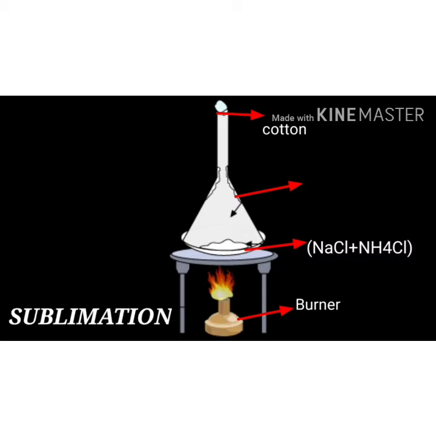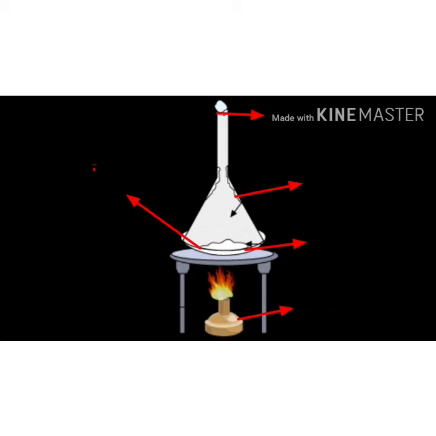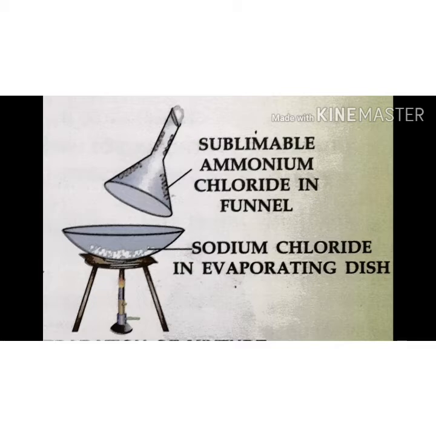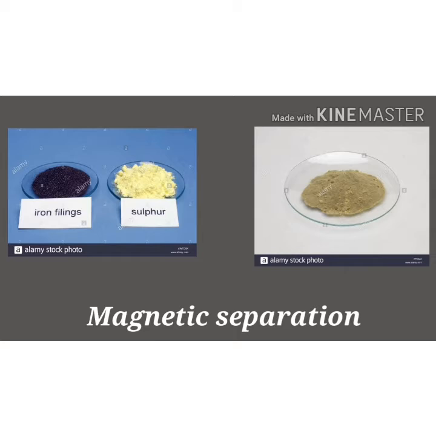As we provide heat to the mixture, ammonium chloride starts converting into vapor as shown in the picture, and that vapor of ammonium chloride condenses on the wall of the funnel. That is the sublimable solid, and the non-sublimable solid, that is sodium chloride, remains in the evaporating dish. Magnetic separation. The magnetic separation method is used to separate a magnetic substance from a non-magnetic substance.